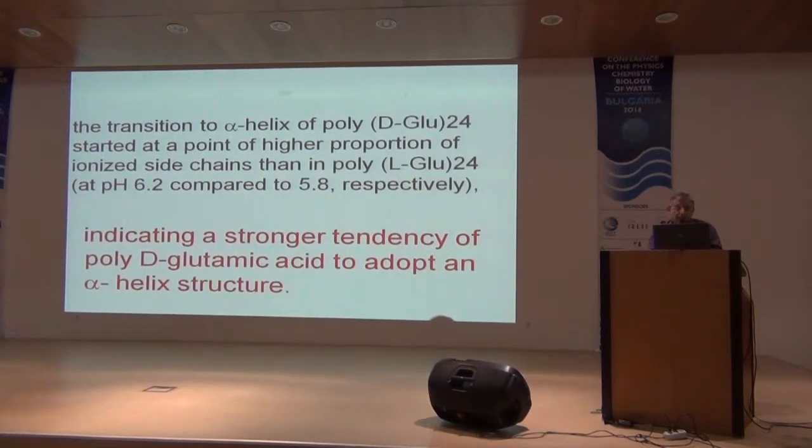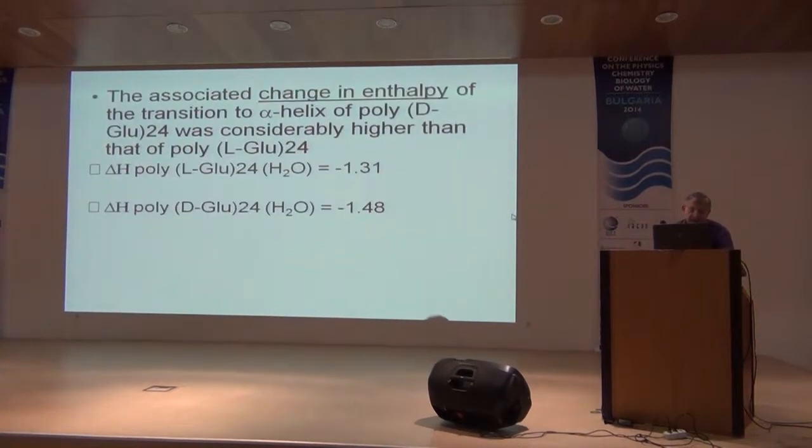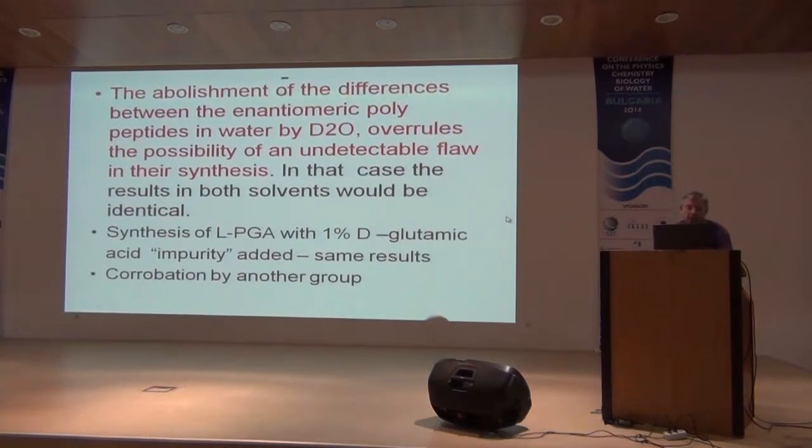So the result indicates you have to ionize the chain to get this transition, and the degree of ionization can give you an indication of the tendency to transform from random coil to adopt a helix structure. So our results indicate a stronger tendency of poly-D-glutamic acid to adopt this structure. Completely against the dogma, as said. That's a difference in energy.